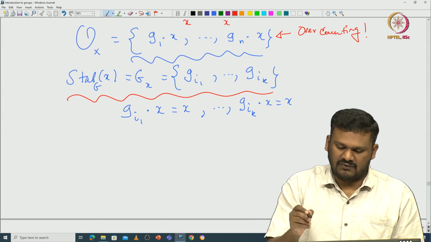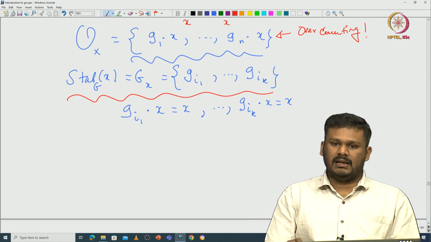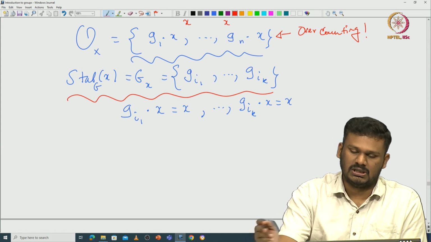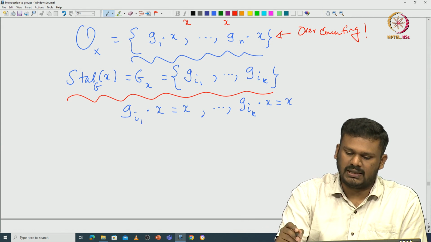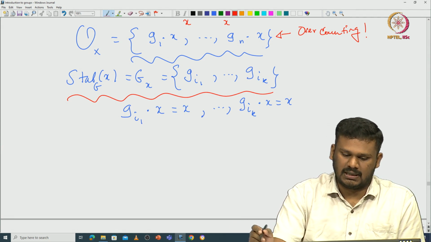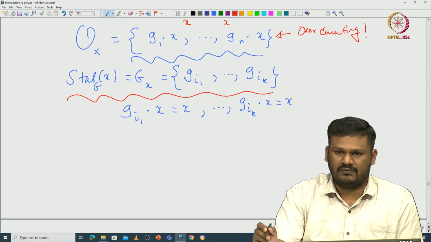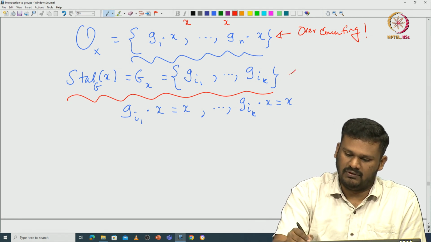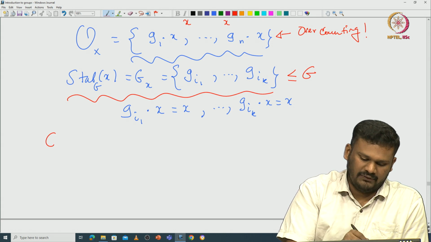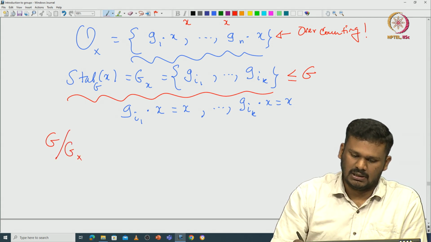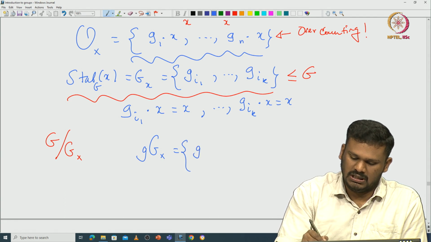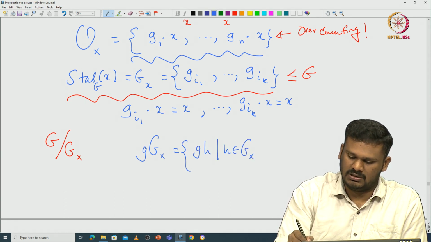Suppose this subset of G satisfies something interesting. Actually, we will prove in a minute that it is a subgroup. Once we know that it is a subgroup, it is clear that we can talk about left cosets of this subgroup. We will prove that this is a subgroup, then we can look at all the left cosets. For example, if you take one particular left coset, call it gGx, this is going to be gh, where h is coming from Gx.